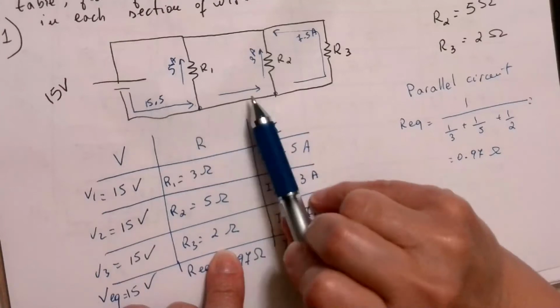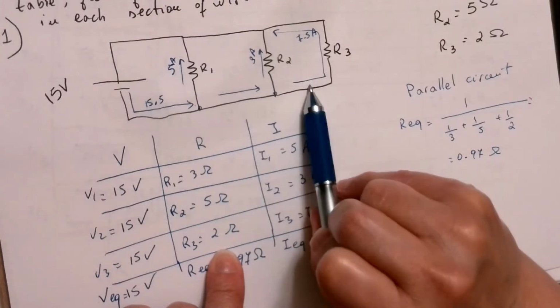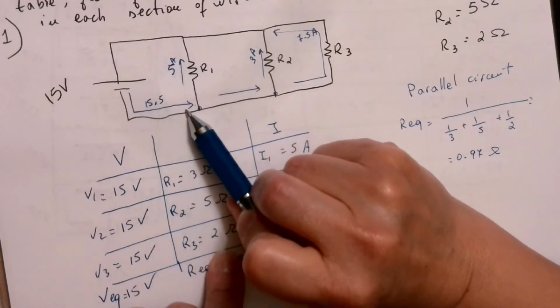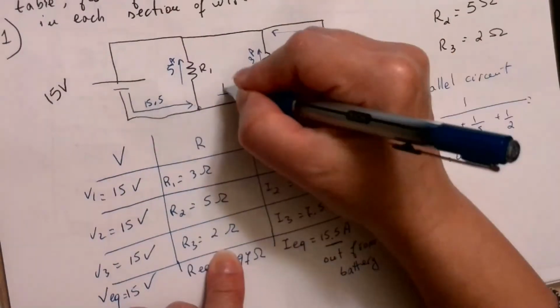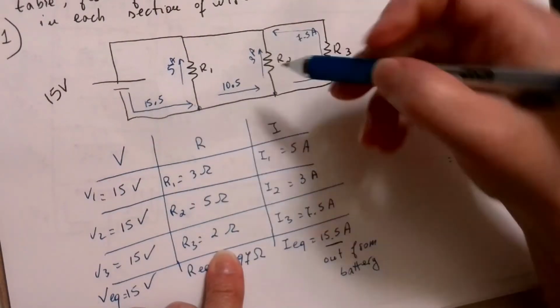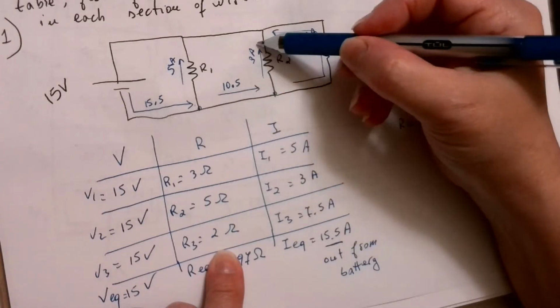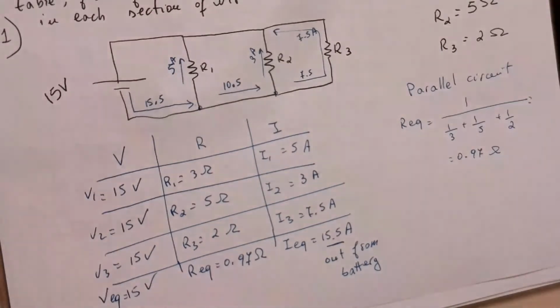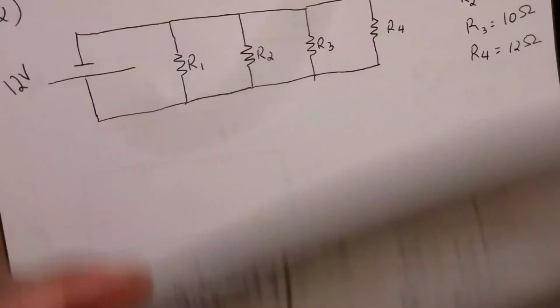Then my only problem is to calculate those two currents, which is not really a big problem. I start with 15.5. I'm losing 5, so I have 10.5 here. 10.5, I lose 3, so I have 7.5 here, which makes perfect sense, and I'm done. Next problem.